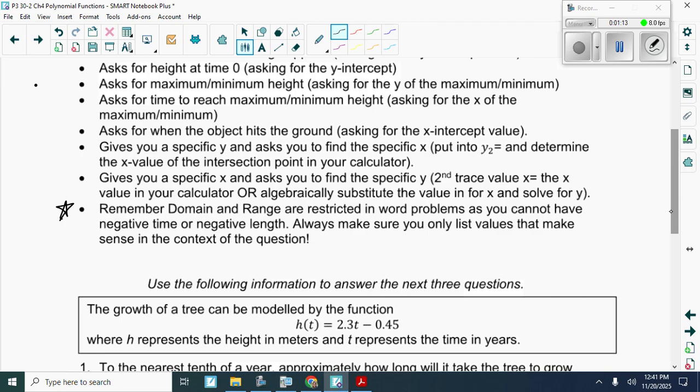Awesome. Okay. So just make sure that you can't have negative time, negative length, and if there's a maximum, that's where your domain or your range has to hit. It can't be way above.